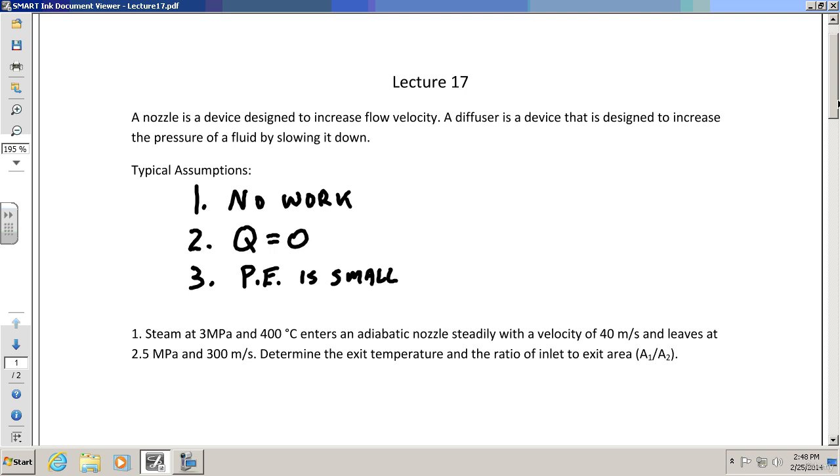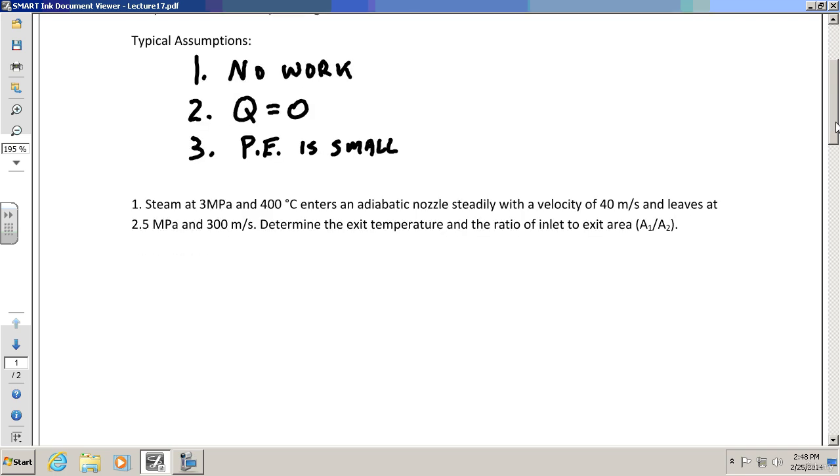So let's get into an example or two here. We've got steam at 3 megapascals, 400 degrees Celsius. It enters an adiabatic nozzle steadily with a velocity of 40 meters per second and leaves at 2.5 megapascals and a much faster speed, 300 meters per second. So the nozzle appears to be doing its job. Determine the exit temperature and ratio of inlet to exit area.